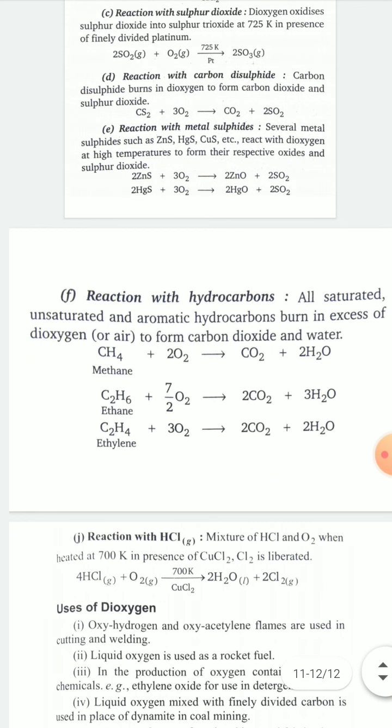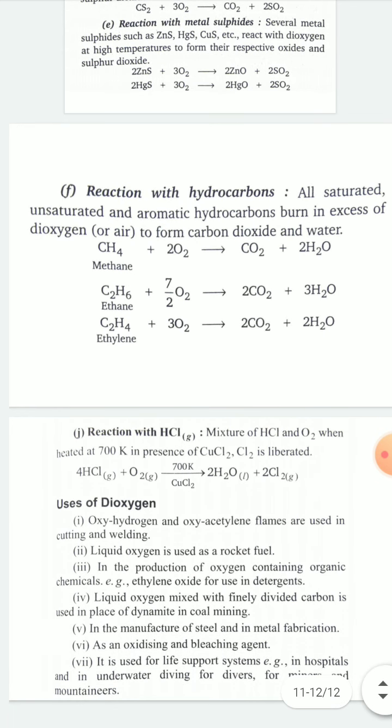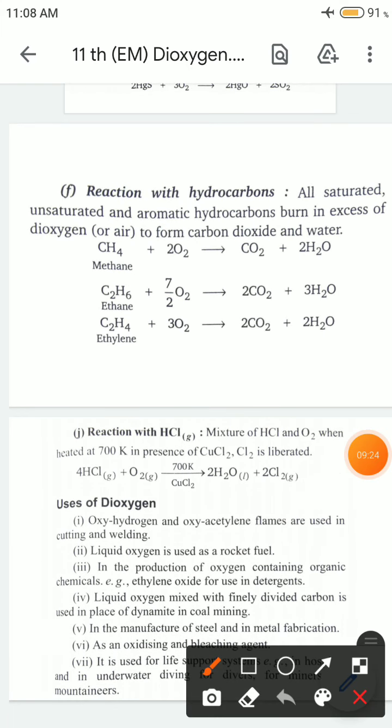Reaction with hydrocarbons. All saturated, unsaturated and aromatic hydrocarbons burn in excess dioxygen to form carbon dioxide and water. CH4 plus 2O2 gives CO2 plus 2H2O. C2H6, ethane, plus 7/2 O2 gives 2CO2 plus 3H2O.